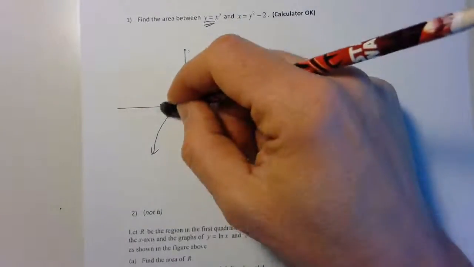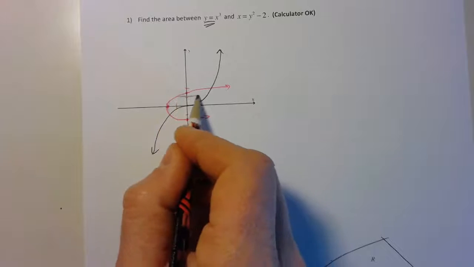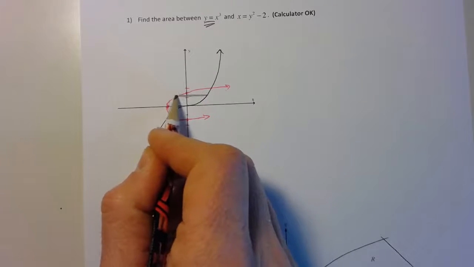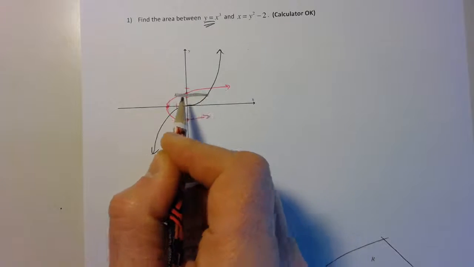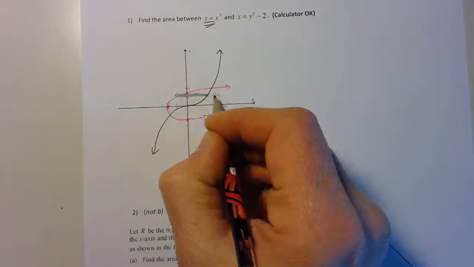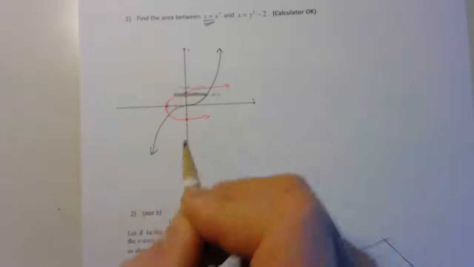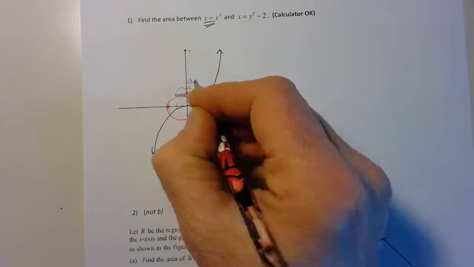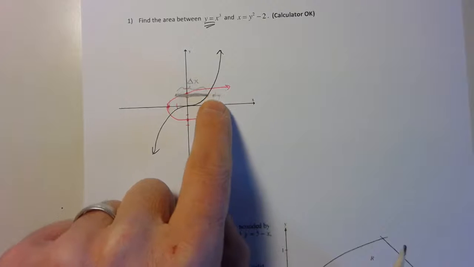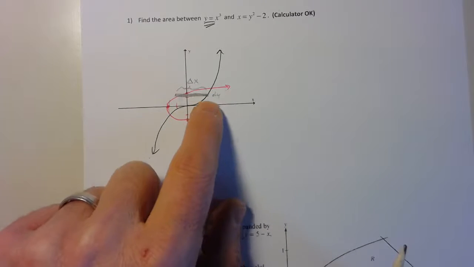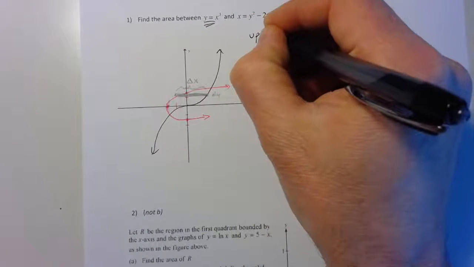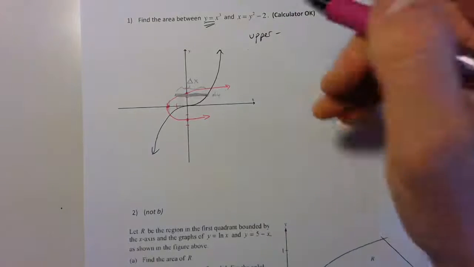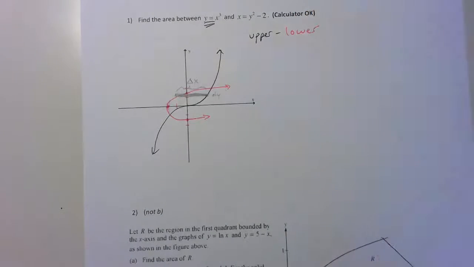But if I make my sliver this way, if those are my rectangles, then the thickness there is dy, and the height of it is the change in x. That's always going to have the black function as the upper bound and the pink function as the lower. So in this case, it's always going to be the upper minus the lower. And that's always going to be true.